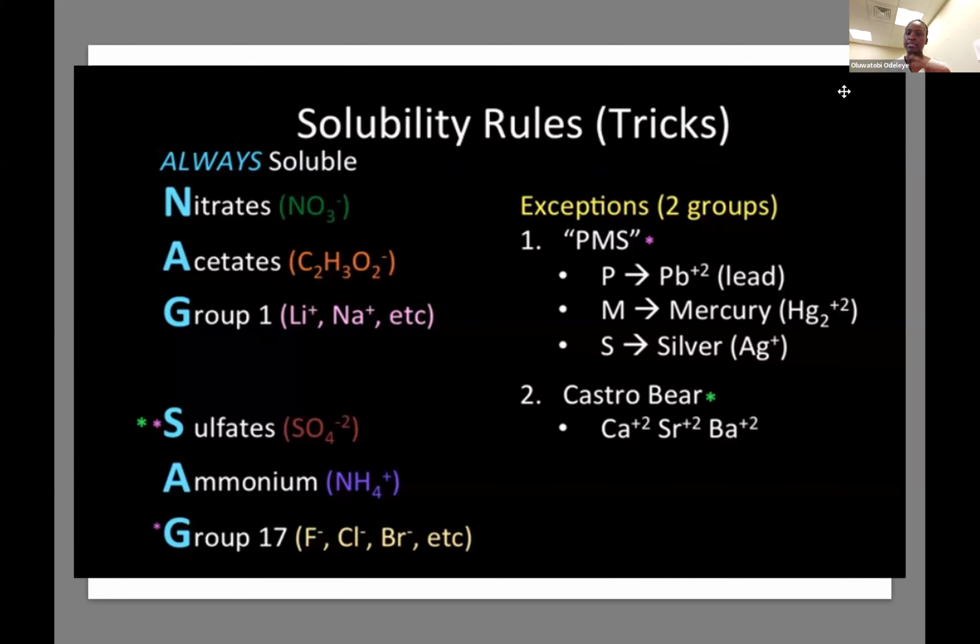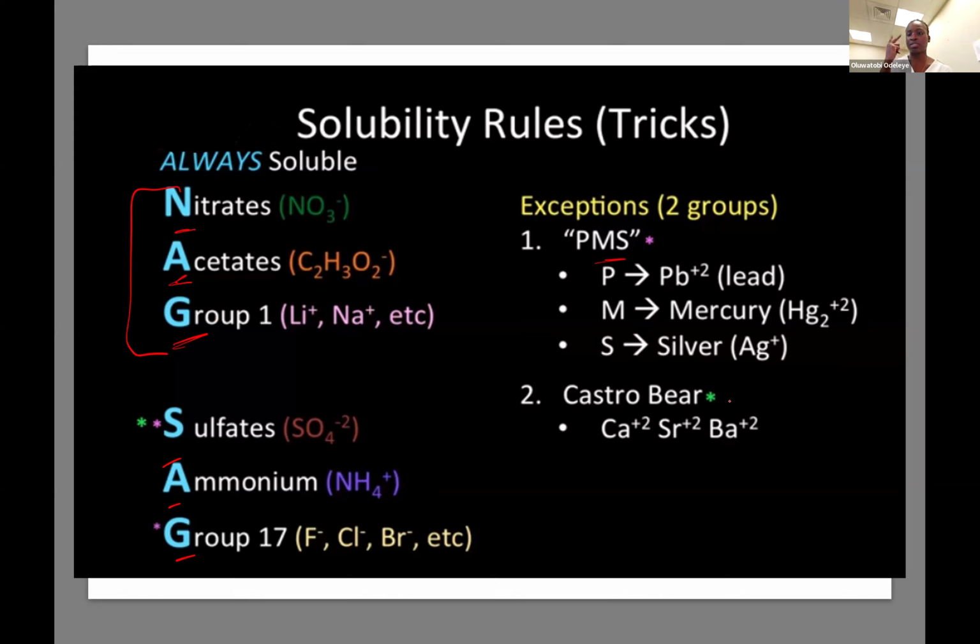So NAG-SAG, NAG always soluble. So nitrates, acetates in group 1, always soluble, no question. That's your NAG. The SAG is your sulfate, your ammonium, and your group 17 or 7A. So sulfates always soluble with the exception of PMS and CaSrBa.